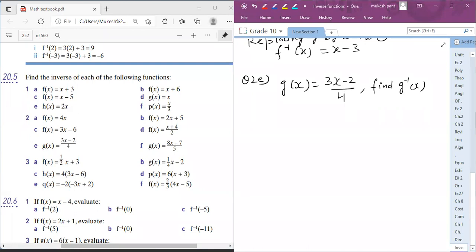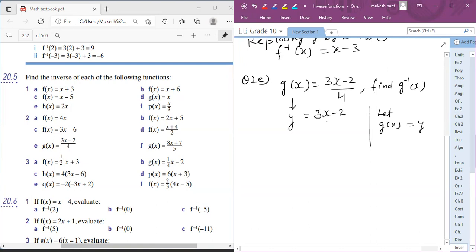g(x) equals 3x minus 2 over 4. So first of all, what is the first step? We replace this g(x) or f(x), whatever function we have, by y. So I'm writing here, let g(x) equals y. We replace g(x) by y. The right side you will write as it is, 3x minus 2 over 4.